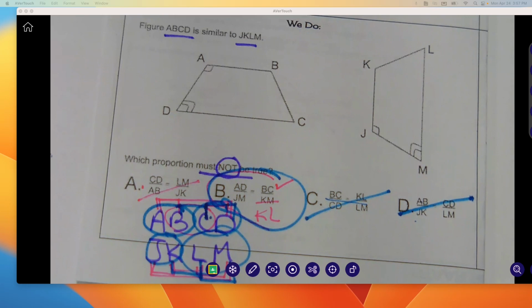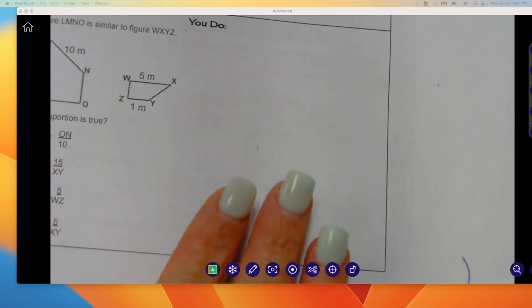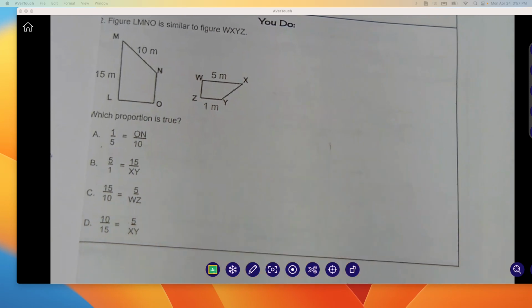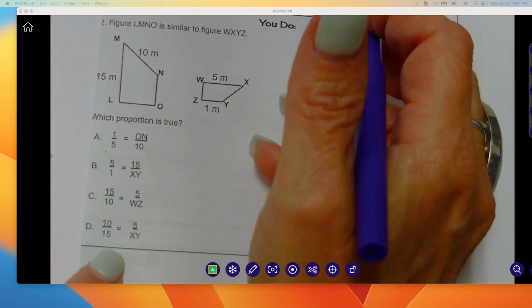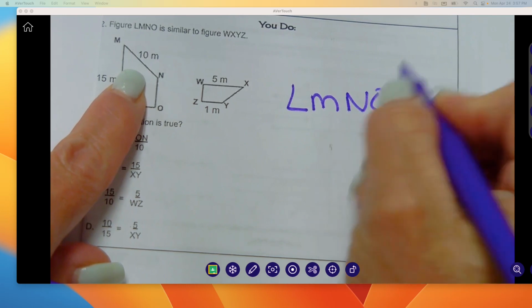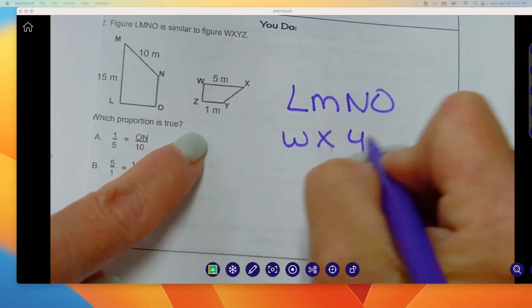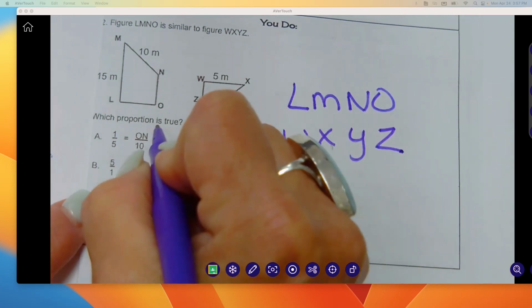Okay. Let's look at one more. Let's look at this one here. They give us numbers on here and letters. So we're going to write this out. L, M, N, O, and W, X, Y, Z. They want to know which one is true.